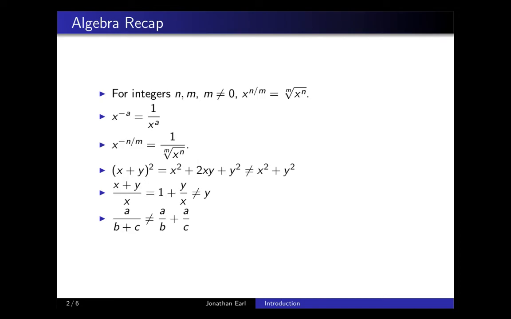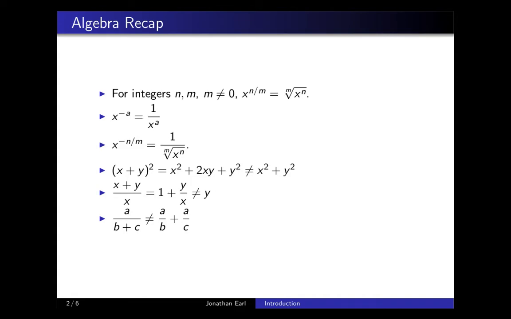Okay, so suppose that we have a couple of integers, n and m. m is non-zero. If we have x raised to the n divided by m, that is the same thing as taking the mth root of x to the n. If we take x to the minus a, that is the same thing as writing it as 1 over x to the a. That's not saying minus x raised to the a. So accordingly, x to the minus n over m would be 1 over the mth root of x to the n.